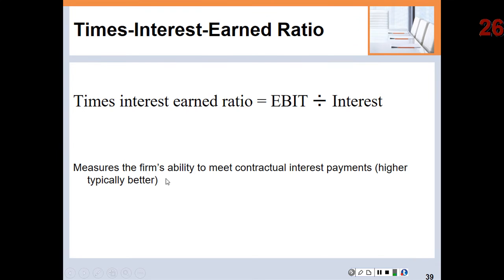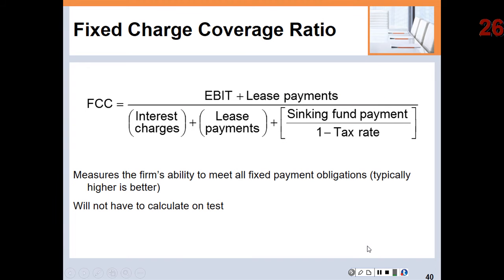All right, and so that's what this says here. Measures the firm's ability to meet contractual interest payments, and the higher, the better. Now, this next one, we're not going to calculate, okay? And when you look at it, you'll probably thank me for that. But I will at least tell you what it is.